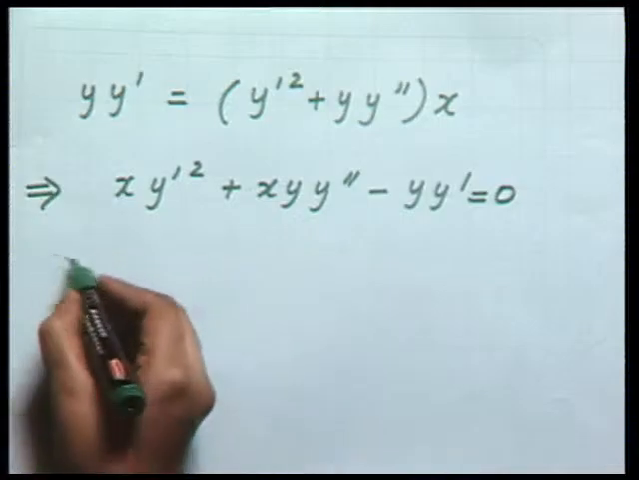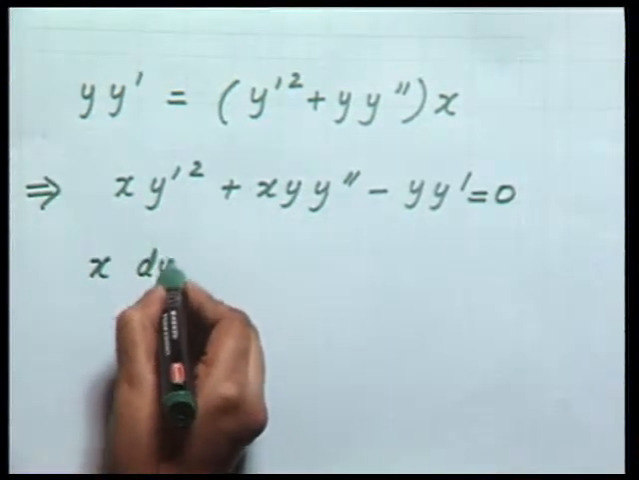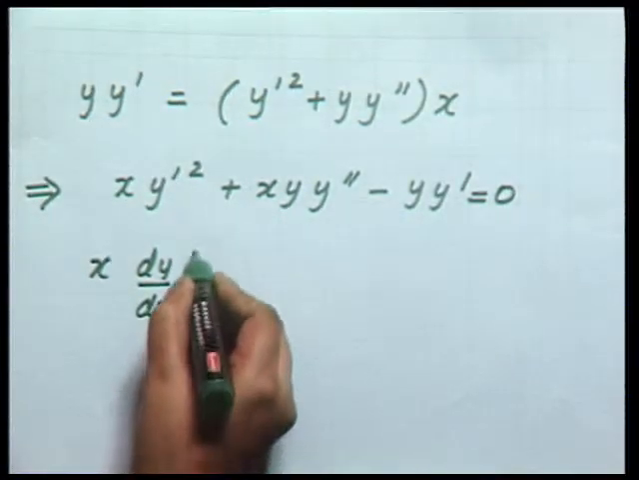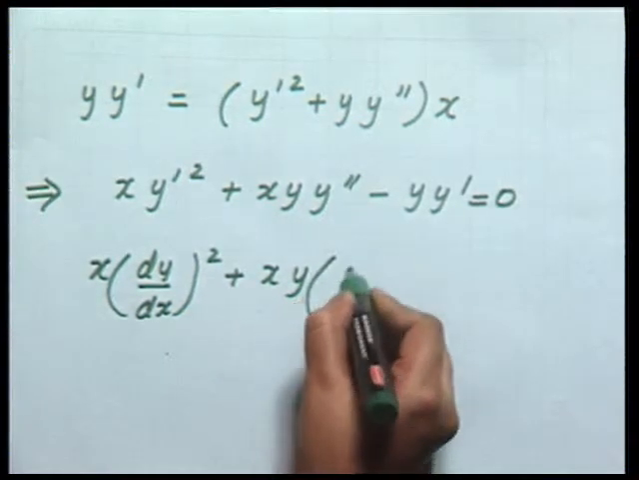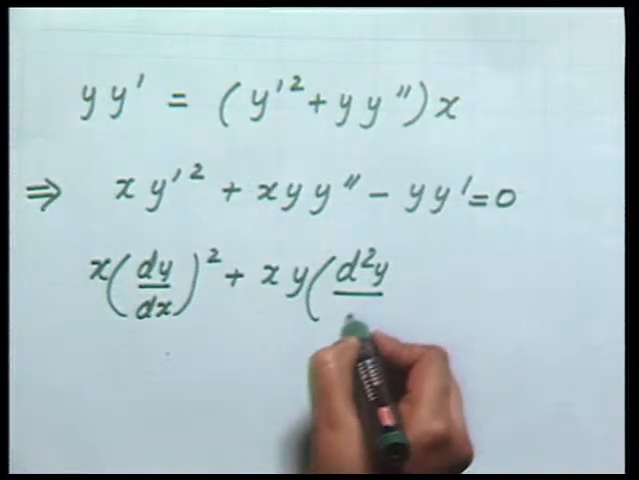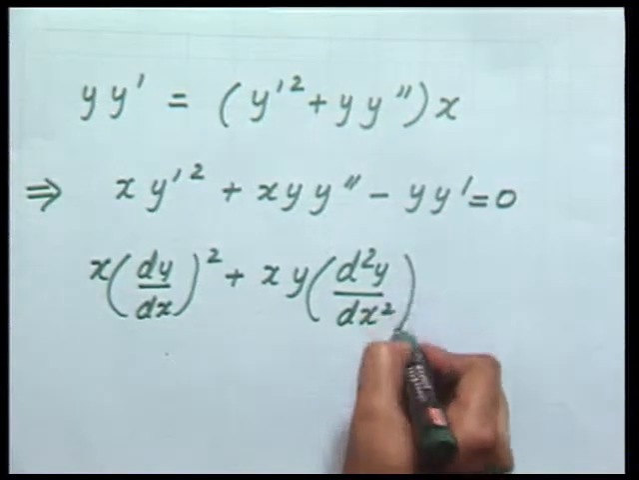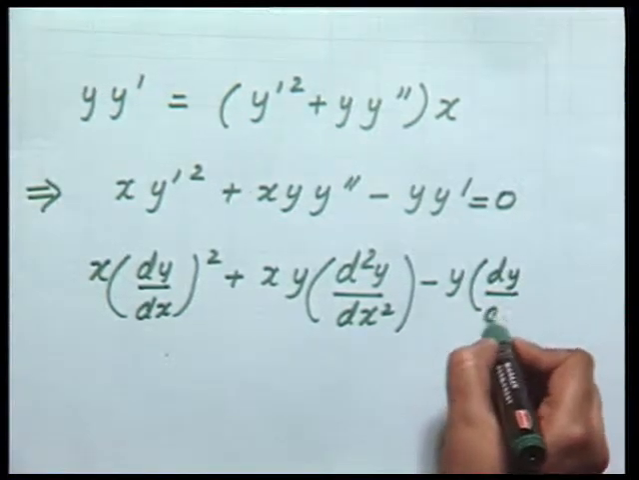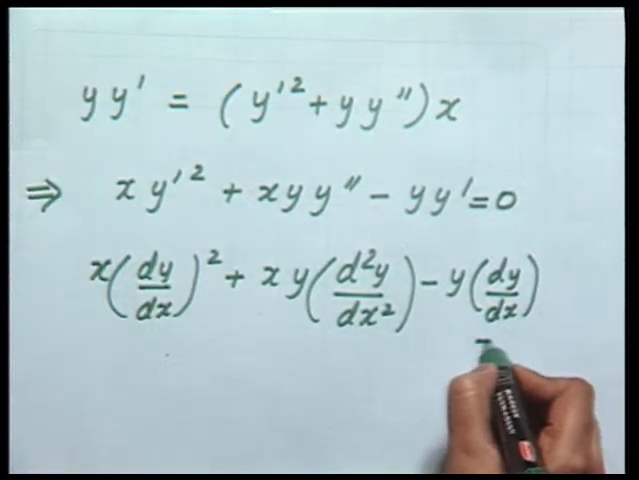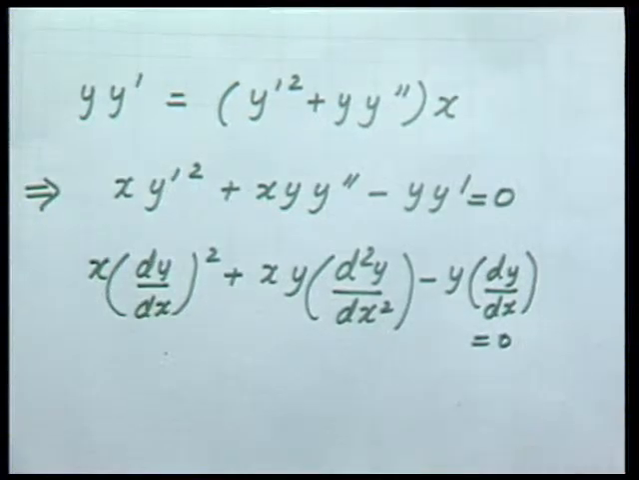Right? To give it more particularly the form of a differential equation, you can always rewrite it as this. Rewriting y dash as dy by dx, y double dash as d2y, you will have the differential equation representing the given function as what we have here.